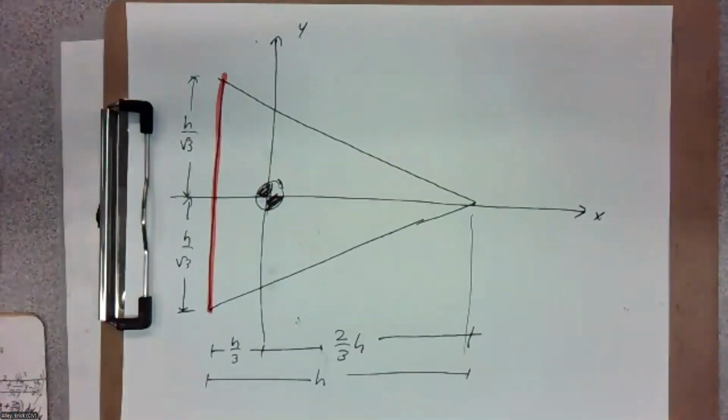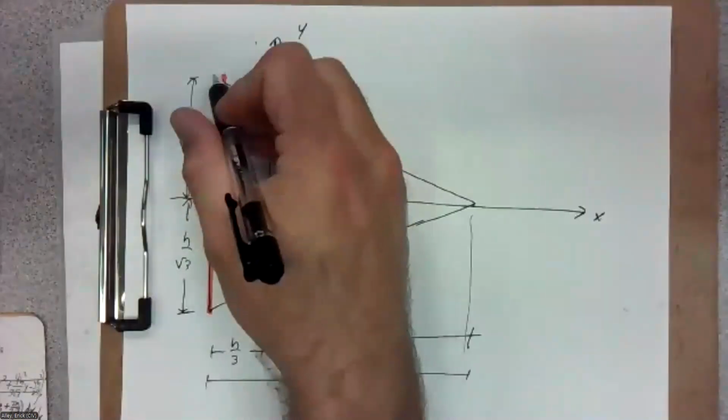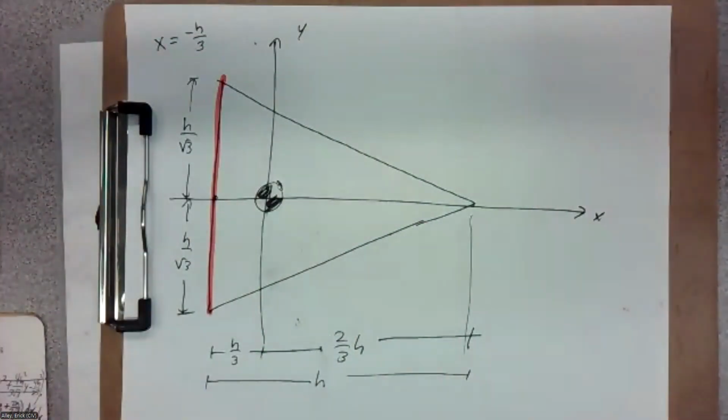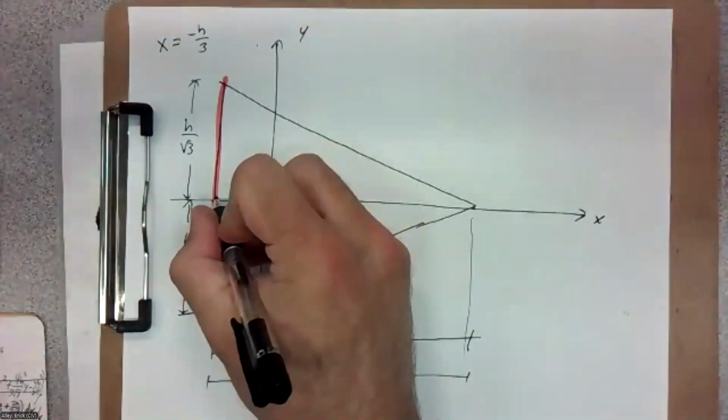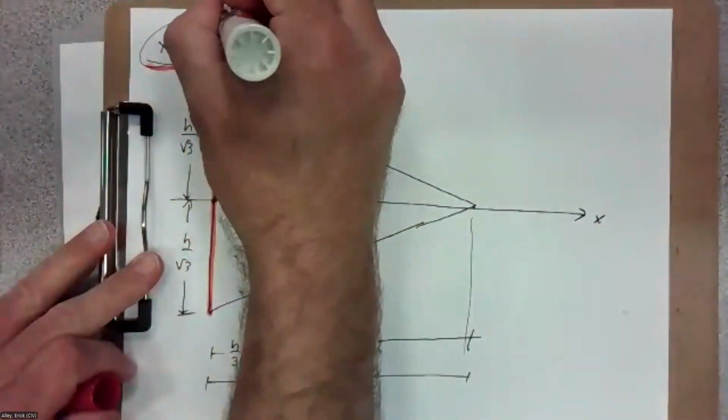Close. X, right? Because we're at 1x position, no matter where we are on y. So minus h over 3, you're on the right track. Minus h over 3 equal to x. So this describes our red line right there.